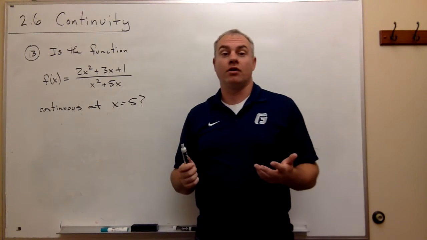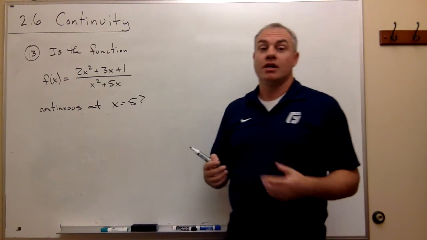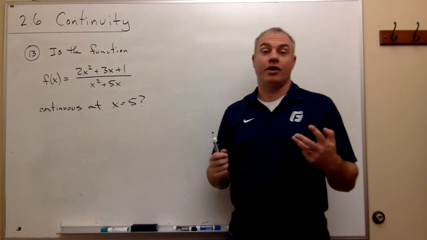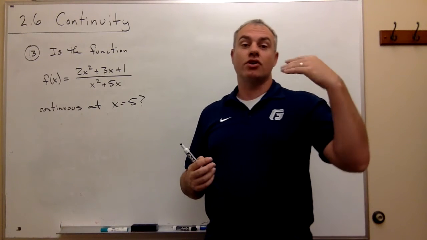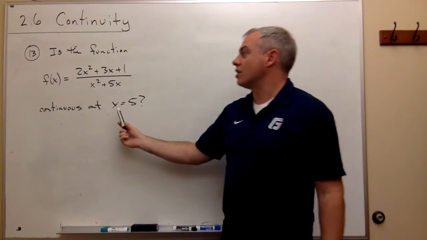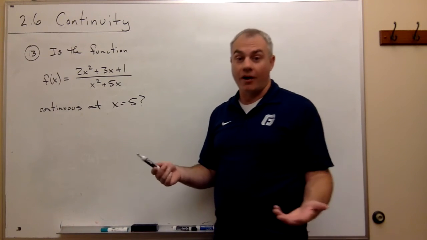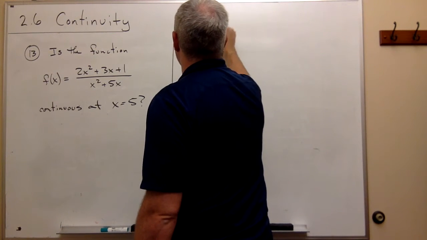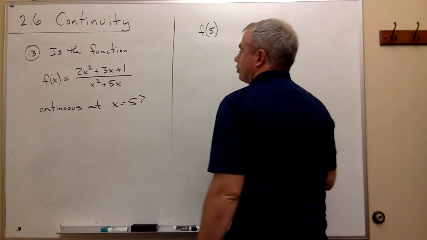First of all, it could not have a functional value at 5. Second, it could not have a limit value at 5. And third, those two things could not be the same. So let's just go through the list and ask the question. First, is there such a thing as f of 5? Is there a functional value at 5? If I plug 5 into this function, what do I get?